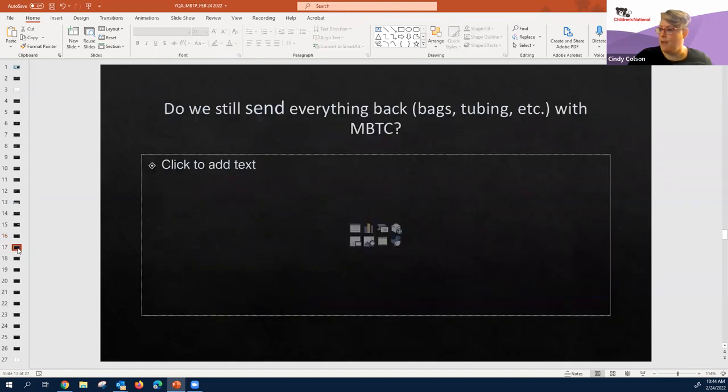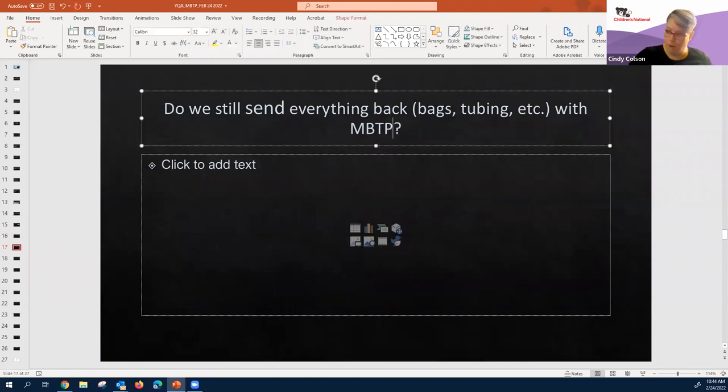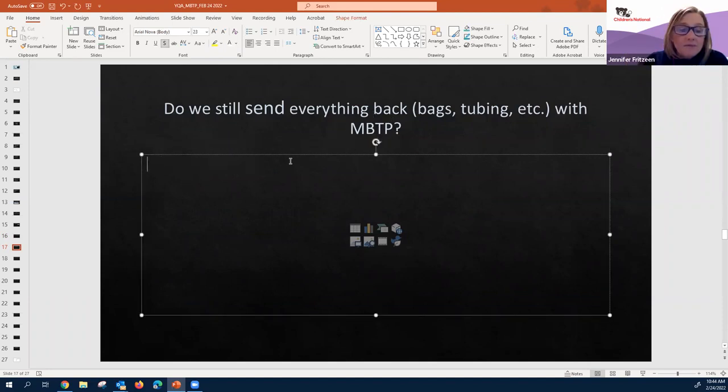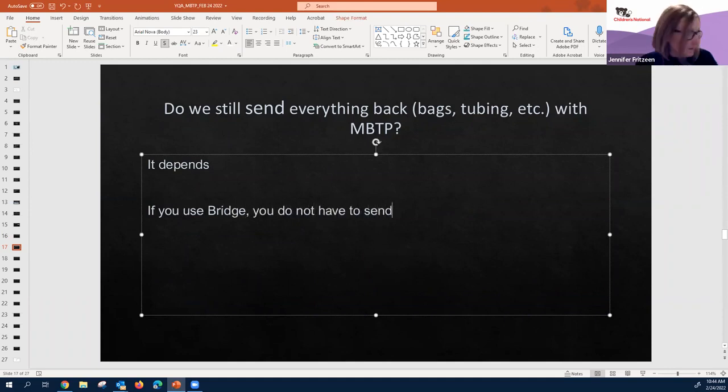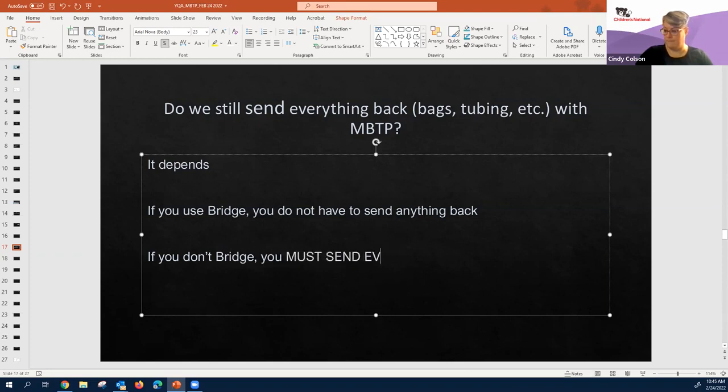Okay. Do we still need to send everything back, the bags, the tubing, etc., with the massive blood transfusion protocol? It depends if you use Bridge or not. If you use Bridge, you don't need to send anything back. If you do not use Bridge, everything has to go back. That is most of the time in the code room. That's a really good question as well.